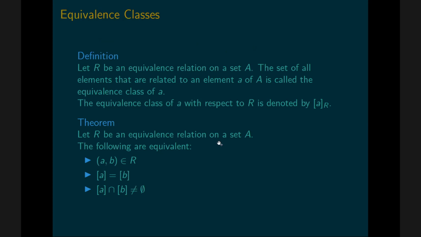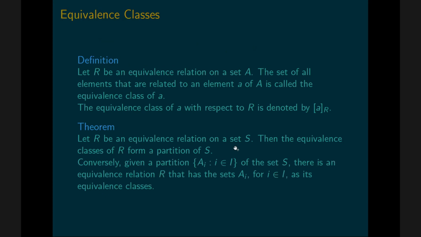So if we have an equivalence relation, then the following are equivalent. A and B are in R. The equivalence class of A is the same as the equivalence class of B, because they are sets, and they're equal as sets. And the intersection of the two classes is not empty. If it is not empty, then they're equal. For example, I may ask you to prove in the exam that if you have two equivalence classes and the intersection is not empty, then they're equal. So, questions about equivalence classes?